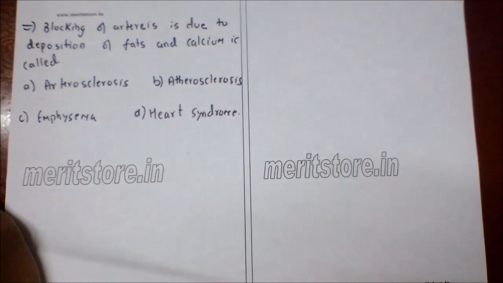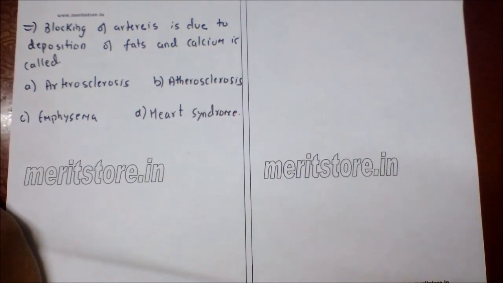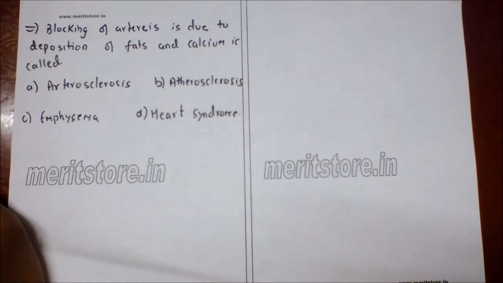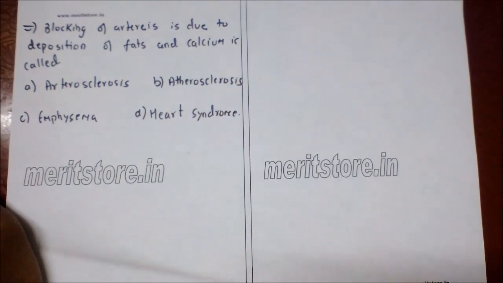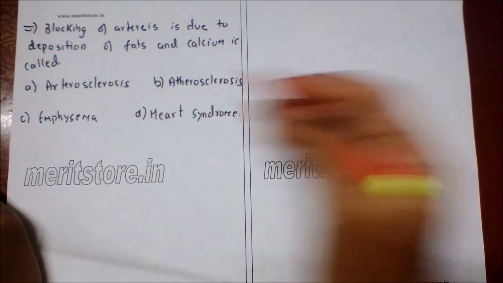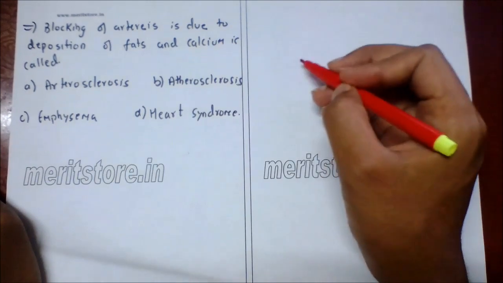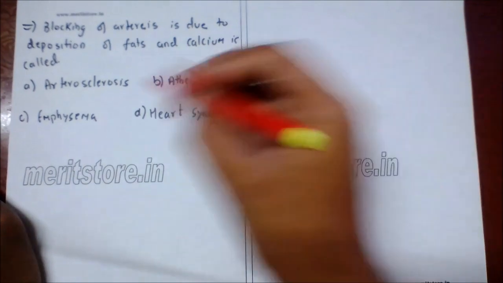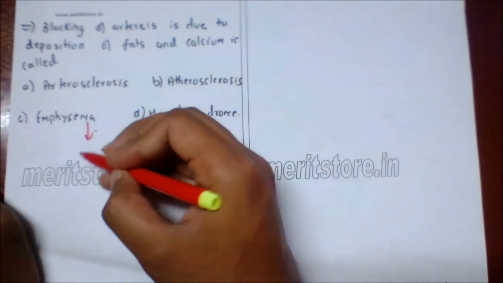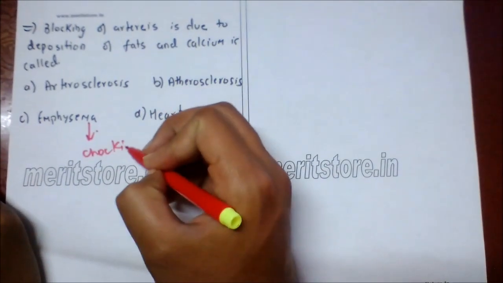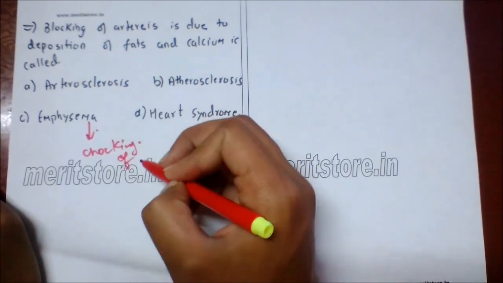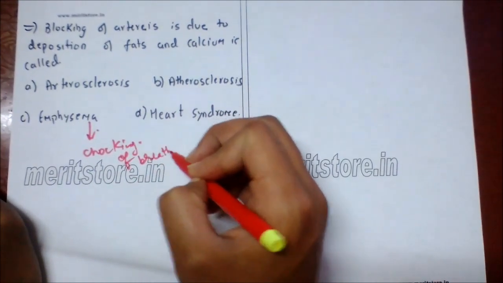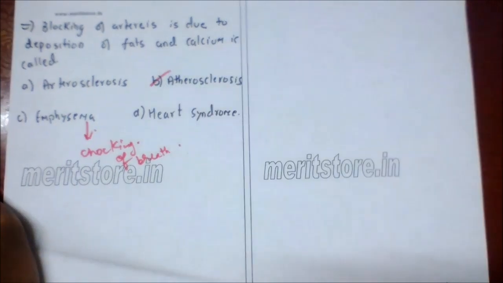Blocking of the arteries due to deposition of fat and calcium is called A. Arteriosclerosis, B. Atherosclerosis, C. Emphysema, D. Heart syndrome. So the blocking of arteries due to deposition is known as atherosclerosis. It causes narrowing of the lumen due to deposition. Emphysema is the choking of breath. So option B is the correct answer.